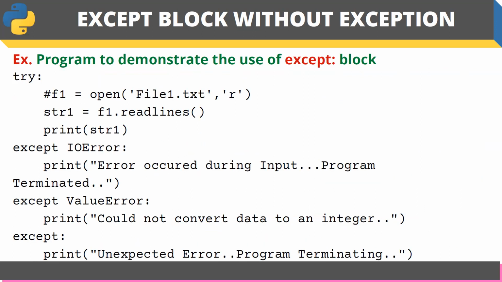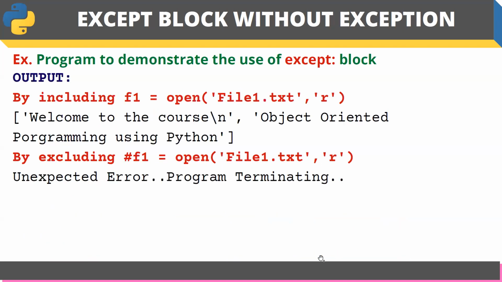Now this is the program which will demonstrate the use of the except block. Here, in try, f1 equal to open file1.txt with read mode. str1 equal to f1 dot readlines, print str1. Except IOError, print error occurred during input, program terminated. Except ValueError, print could not convert data into an integer. And except, print unexpected error, program terminating.